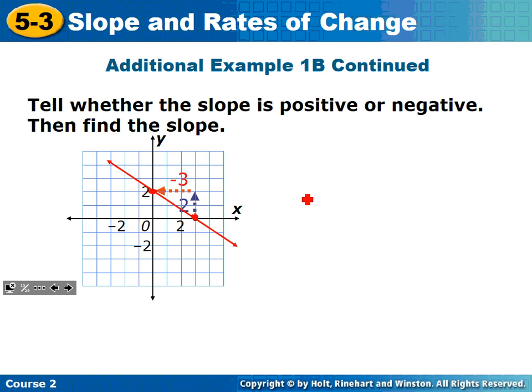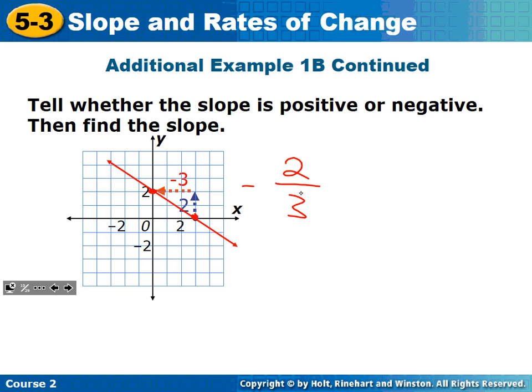Rise versus run. It goes up 2 because rise is on top. It goes over 3, and we said it was negative, so you put a negative symbol in front of it. Yes. That's what we just did.